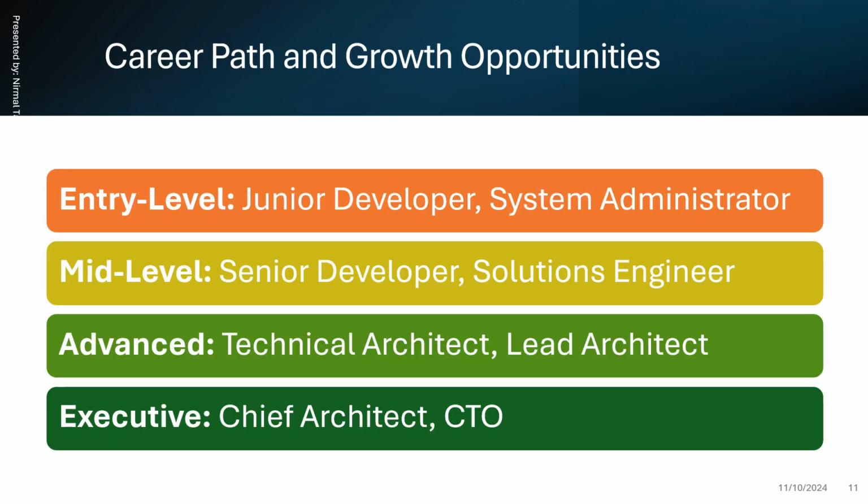For those interested in becoming a technical architect, there's a clear career path. Entry-level roles include junior developer and system administrator, leading to mid-level positions like senior developer or solutions engineer. From there, one can move into the technical architect role. Advanced roles include lead architect, and at the executive level, there's the potential to become a chief architect or even a CTO, depending on career aspirations and performance.